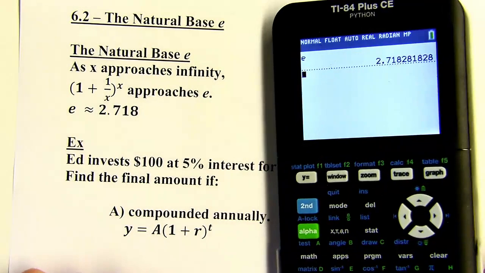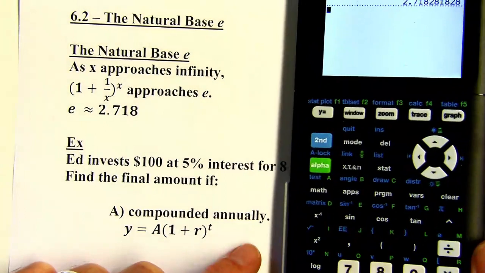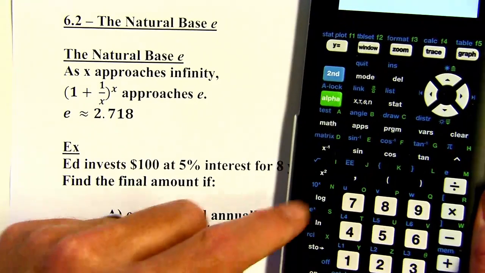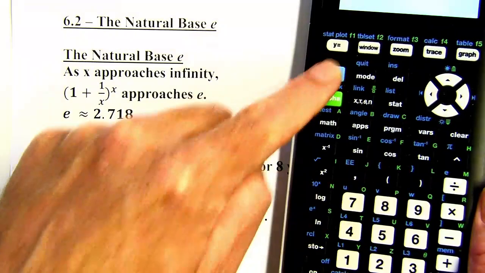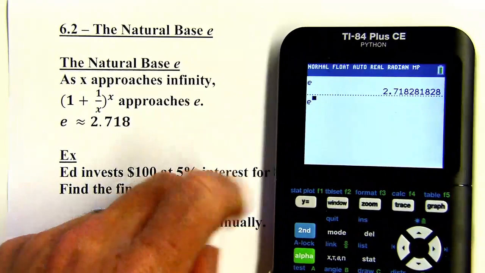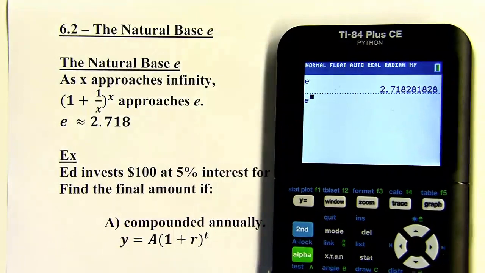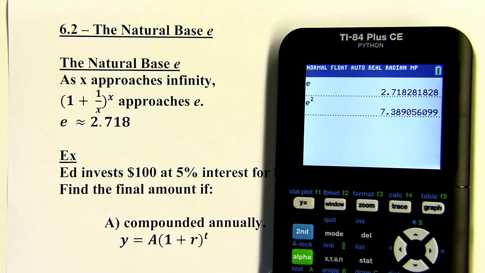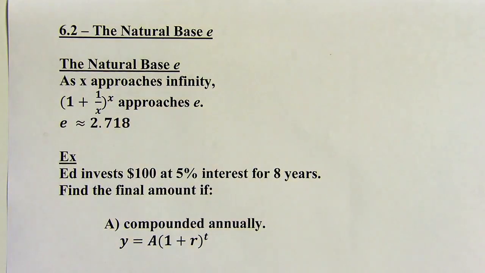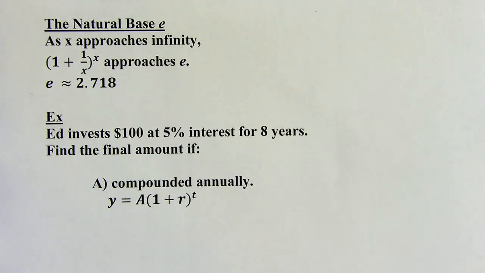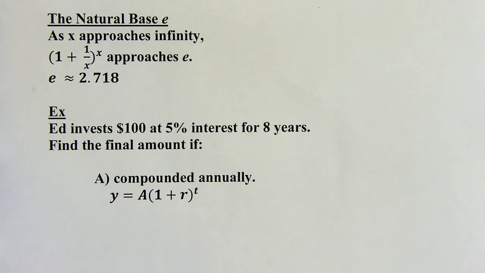You'll also want to be raising e to different values a lot. There's an LN button near the bottom left here, and if you hit second LN, then you get e raised to something, and you can put in whatever you want as your exponent. So if you wanted e to the second, there you go. Okay. So I'll get to a use for e in just a minute, but I'm going to review a little bit with some interest problems here.